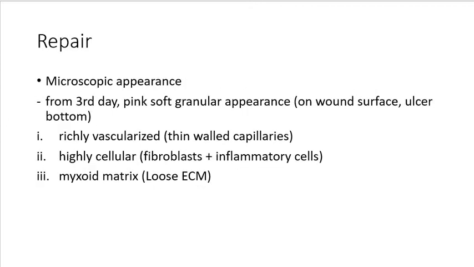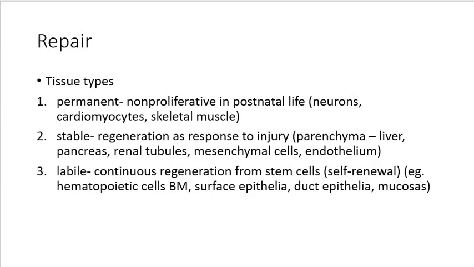So the macroscopic appearance resembles those steps mentioned above. You will find a very high vascularization. You will find high cellularity. There will be a lot of fibroblasts or inflammatory cells present as well. There can be myxoid matrix of the loose extracellular matrix. But how much regeneration you can have also depends on the tissue type. So in repair, in wound healing, it also depends on what tissue is actually being spoken about here.